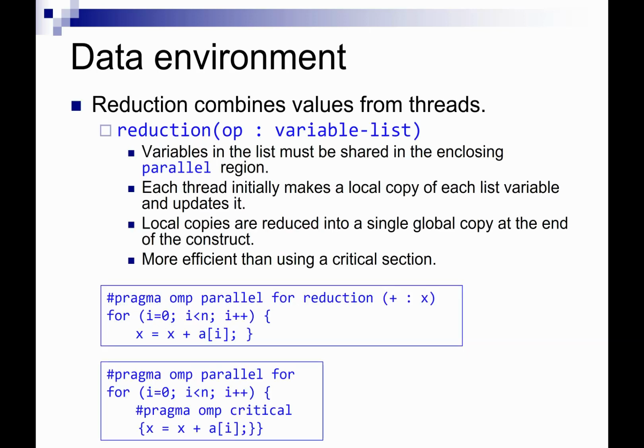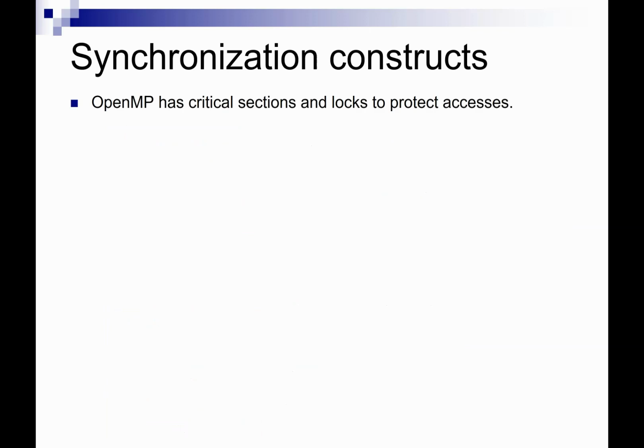All right, so next, we just saw one way to protect variables. Here, the critical section is not a good approach, because you can get away with using a reduction variable, and that's much more efficient. But sometimes you do need to use critical sections, and the way you can use them is just with the pragma omp critical. Then whatever piece of code goes after this critical is only going to be done by one thread at a time.